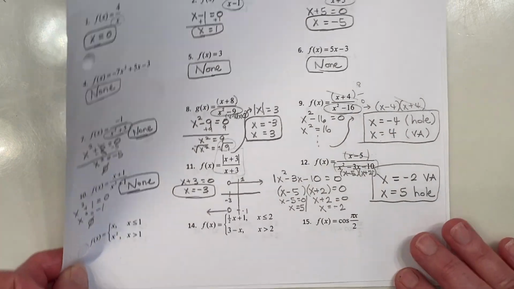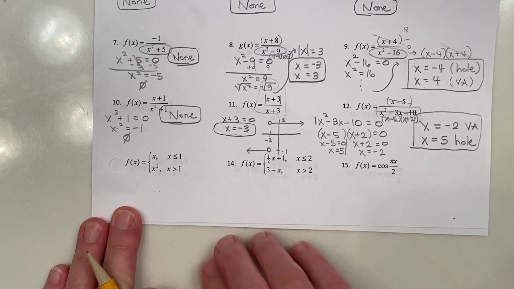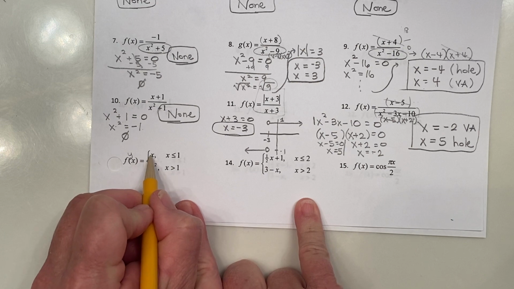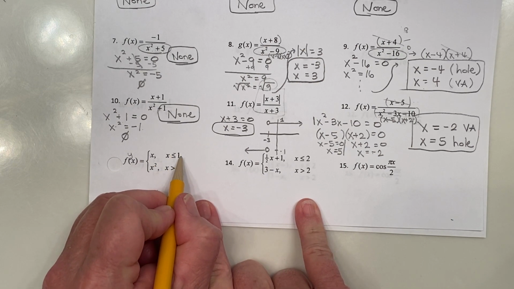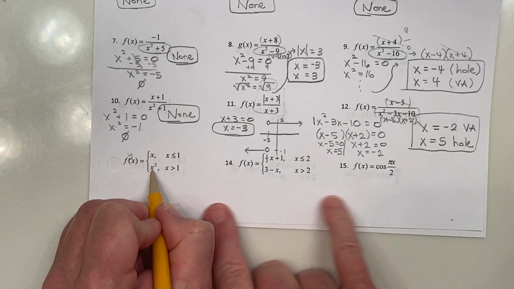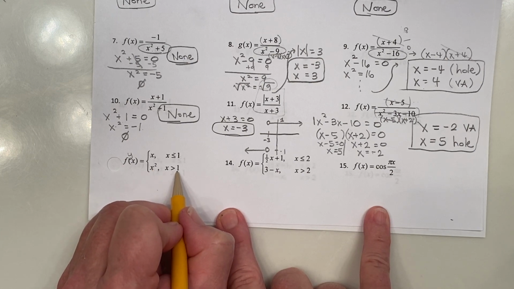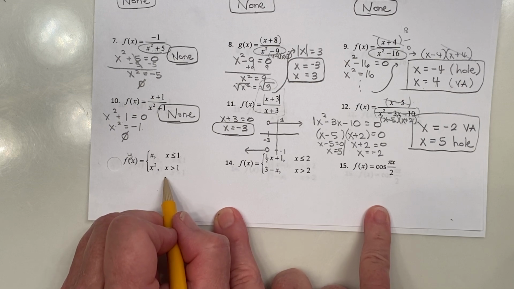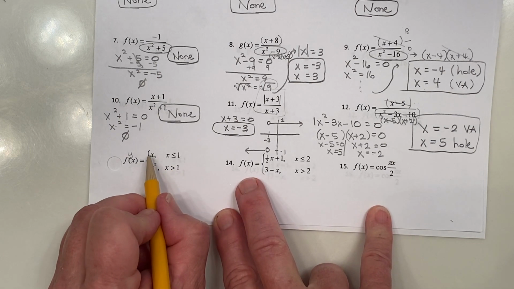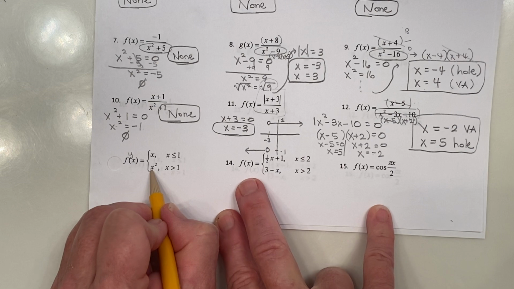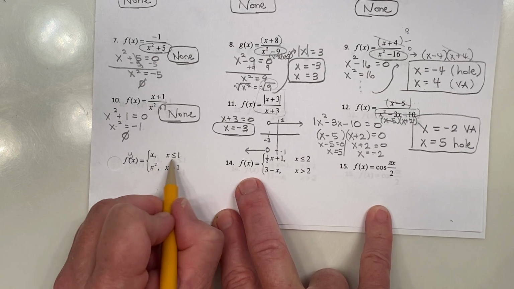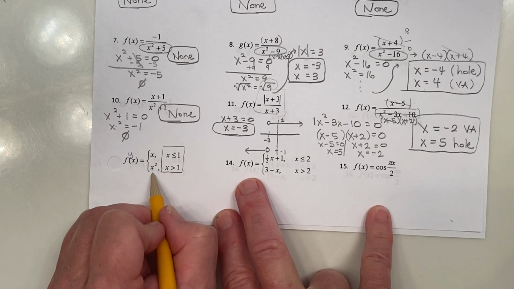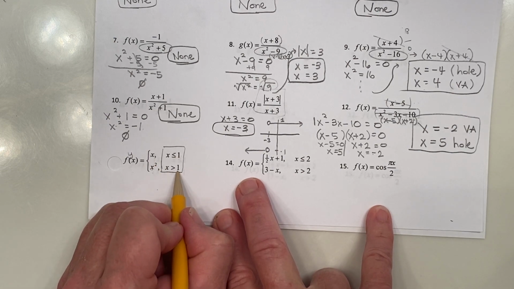Okay, let's go to 13 and 14. Let's look at these piecewise functions. Notice that in 13, y is equal to x as long as x is less than or equal to 1, and y is equal to the x squared graph, but only where x values are greater than 1. You can try and draw the piecewise graph. This should be an easy graph. However, both of these functions, x and x squared, are continuous across their whole domain.